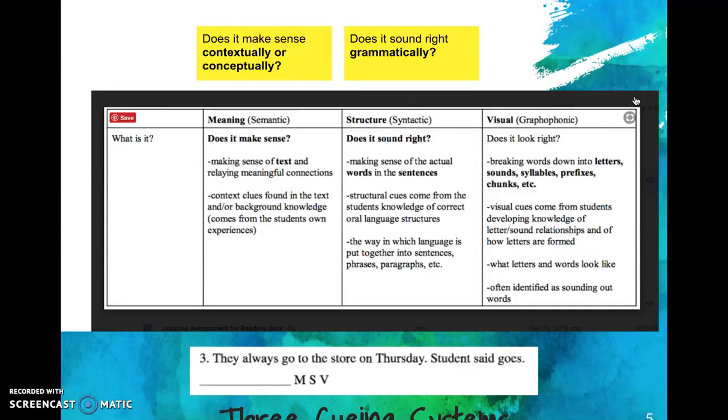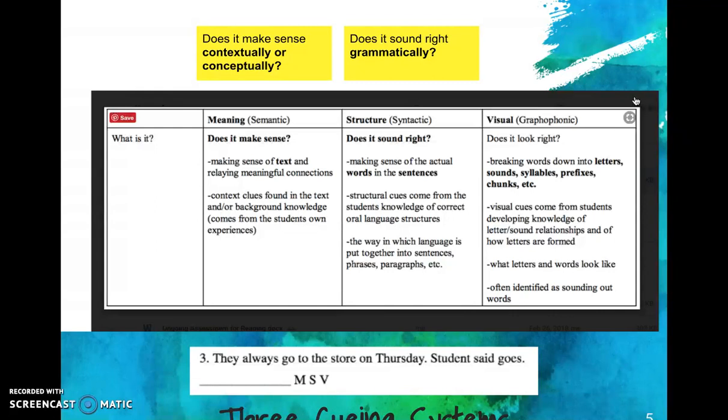Here are some guiding questions you might ask yourself to determine what cueing systems are being used: meaning, syntax, or visual. Meaning and syntax are often the most confused systems. So here are a couple of questions to help you think about how you would differentiate between the two. For meaning, you're thinking about, does it make sense contextually or conceptually? In contrast to syntax, where you're thinking about, does it sound right grammatically? Take the example at the bottom of the slide.